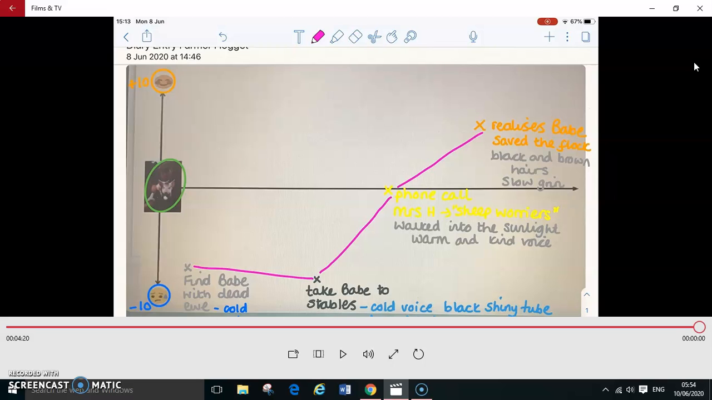So hopefully that's helped you, because you're going to need to use that to do your own emotion graph for Babe. I'm not going to model that one for you, but the next emotion graph you're going to do, I'd like you to try on your own.